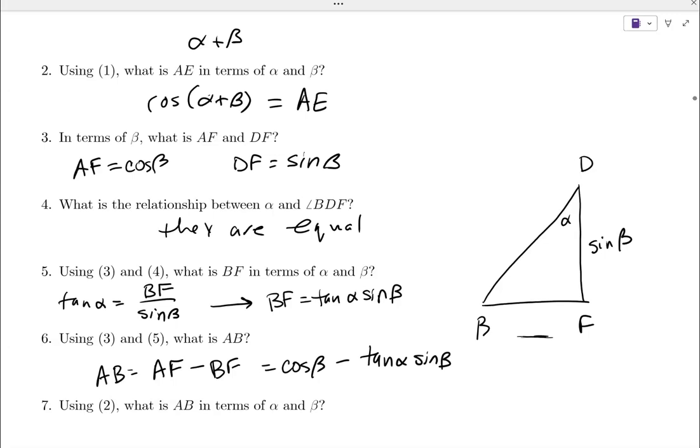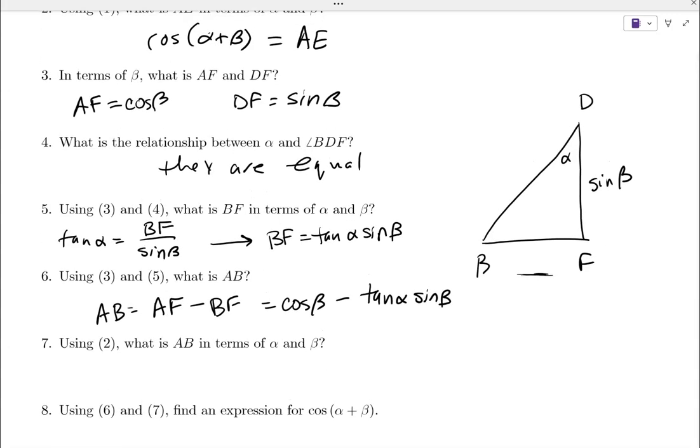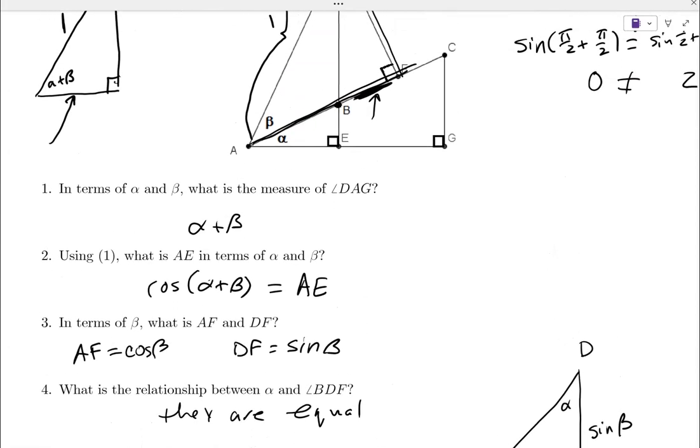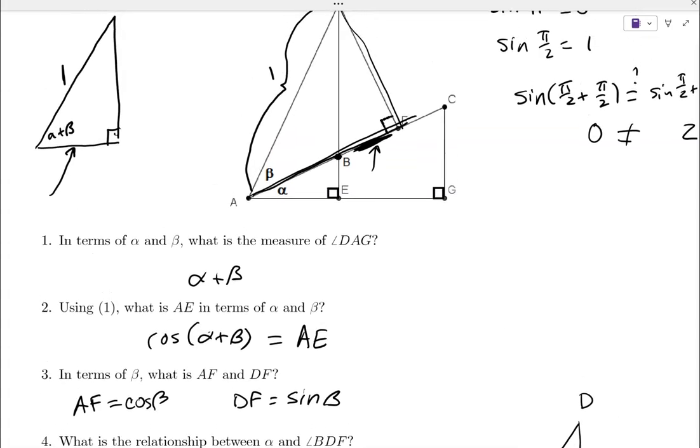Yeah. Now we're almost done. All right. So it says using, what part did it say? Using 2, what's AB in terms of alpha and beta? All right, so AE was this part here, right? You agree? And now it wants to know what AB is in terms of alpha and beta, right?